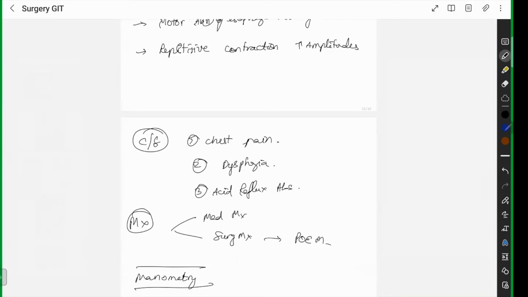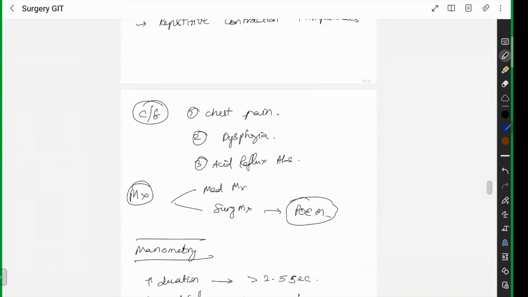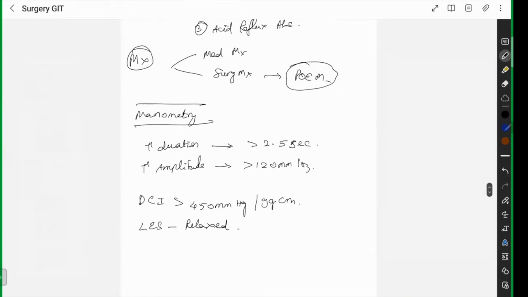And for medical management and surgical management, you go for POEM. I already discussed manometry. So there is increased duration, more than 2.5 centimeter, and there is going to be increased amplitude, more than 120 millimeter of mercury.